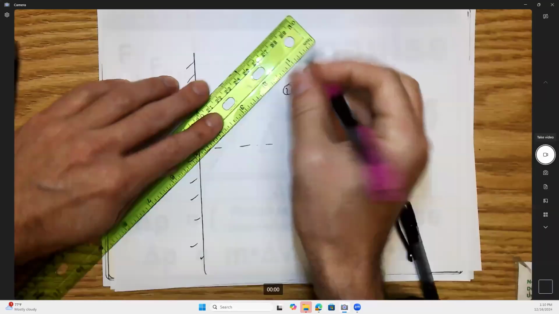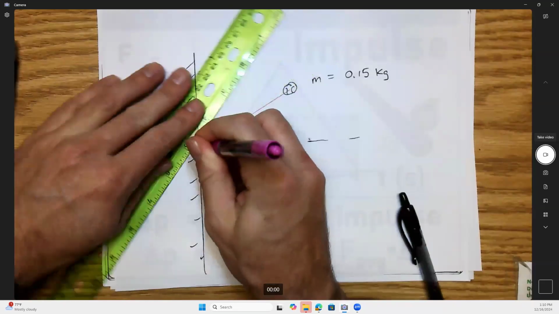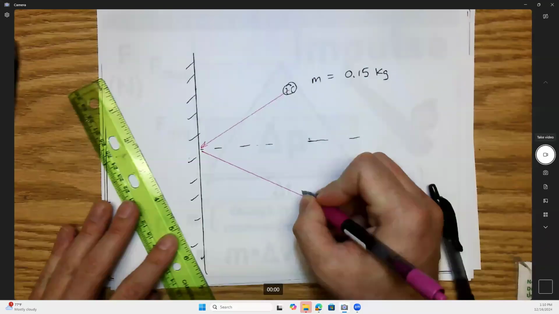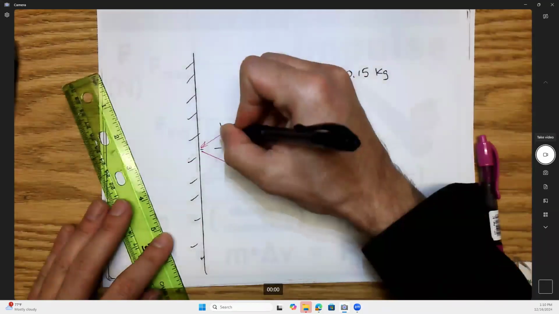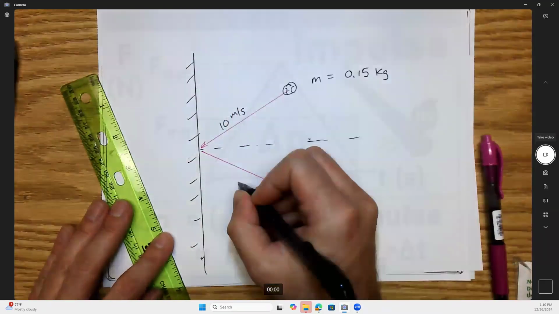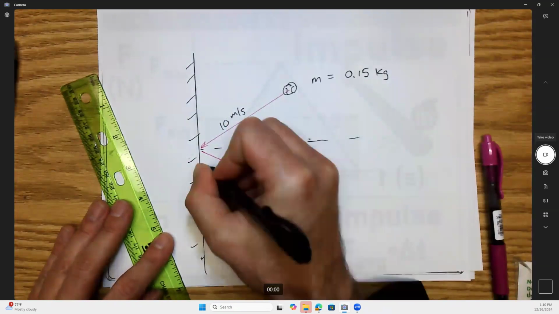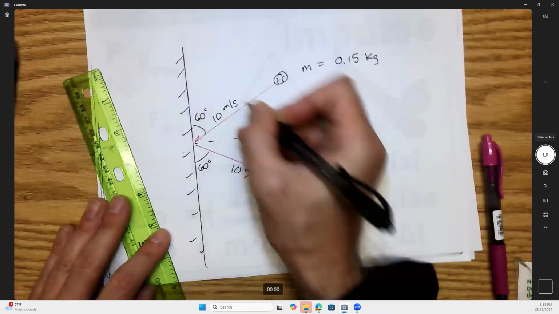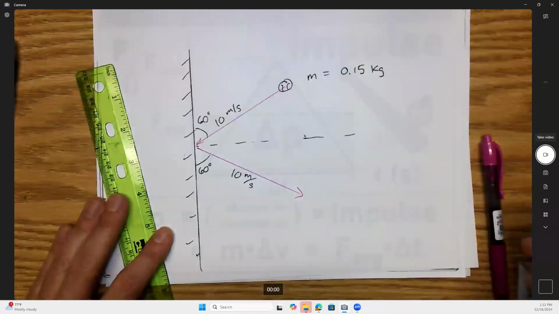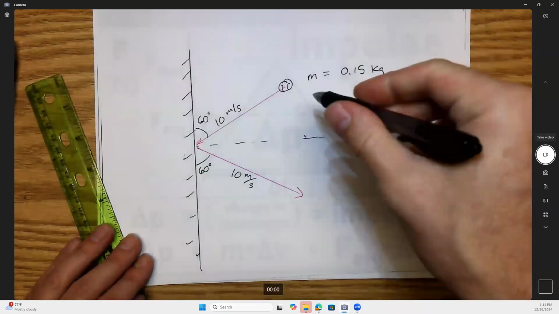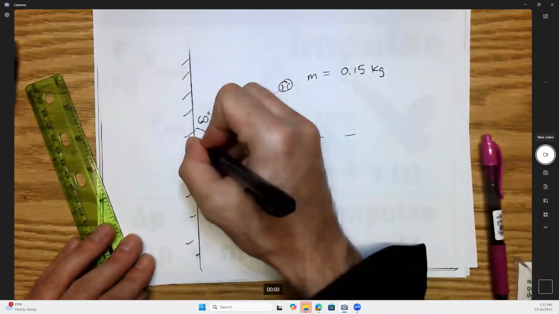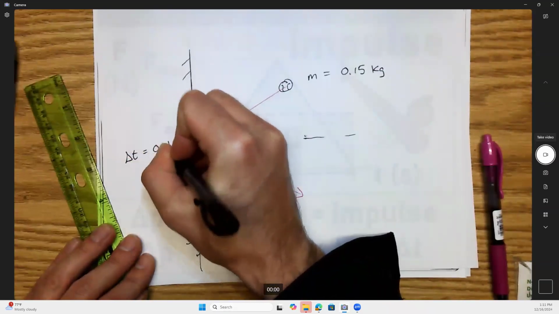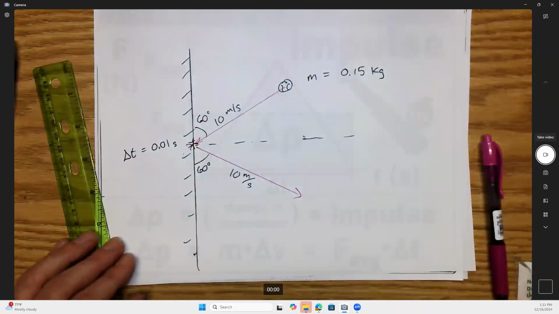Say this is coming in at some speed. Okay. And boing, bounces off. We'll make it an elastic collision. Just keep it easy. Let's say this is 10 meters per second, and it rebounds with 10 meters per second. Let's make this angle 60 degrees. This is also 60 degrees right here. Right? So, what else do I have to give you? I have to give you the time interval of collision. Let's say this time interval of collision is like 0.01 seconds. Okay. So what was the force from the wall on the ball?